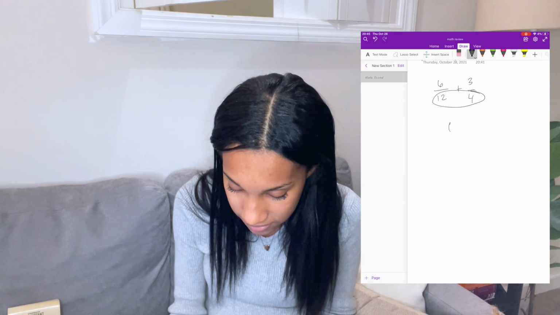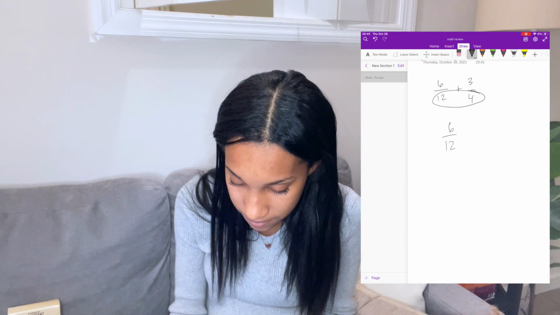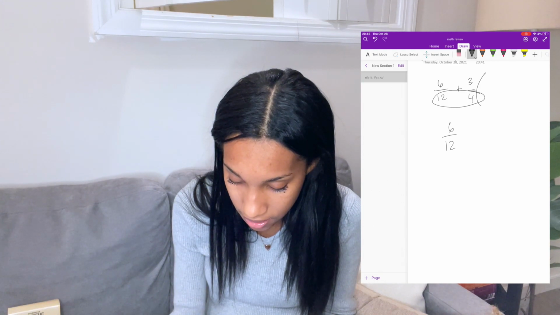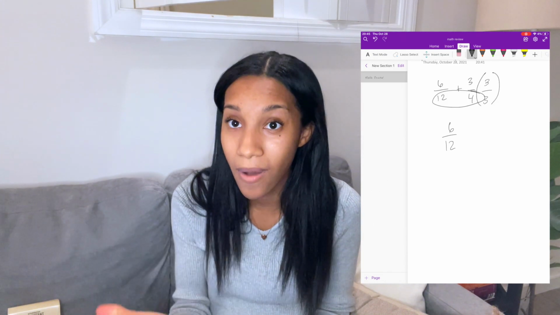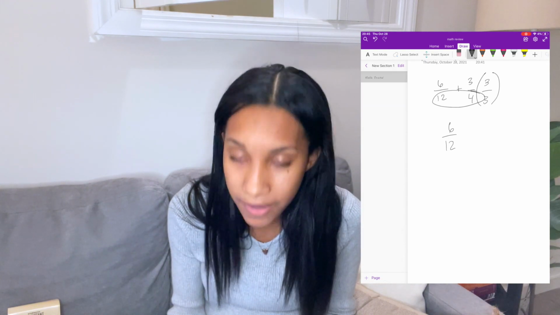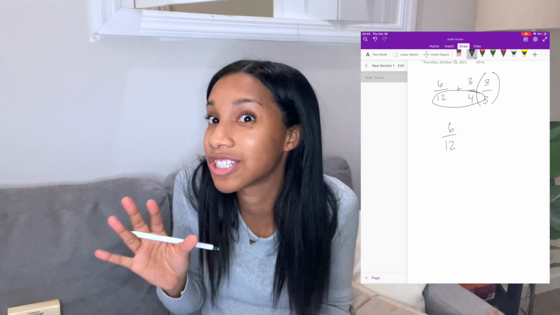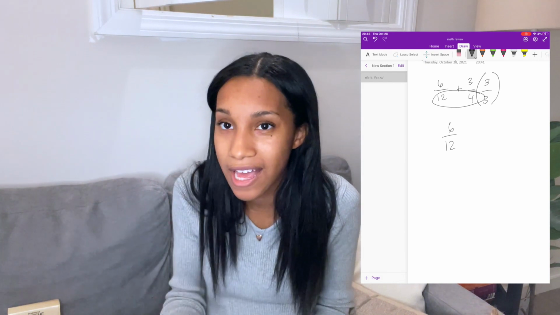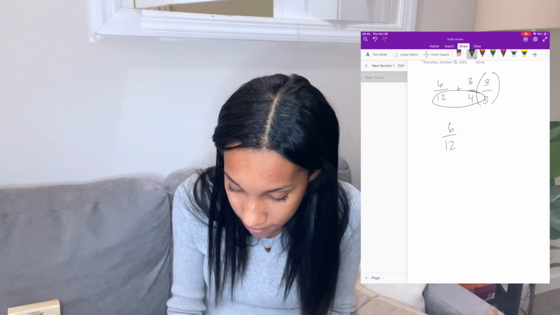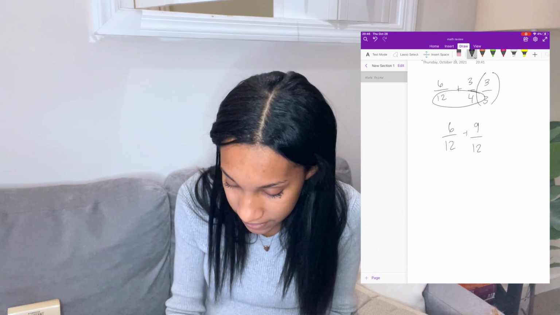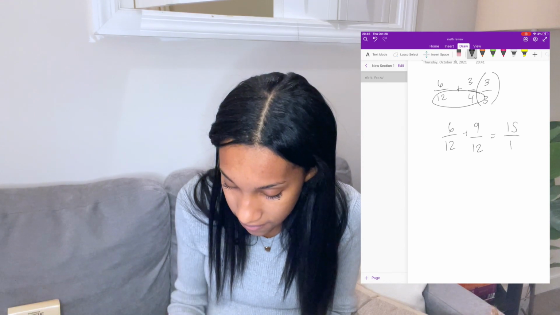So 6 over 12 stays the same. I'm going to make the denominator 12 by multiplying 3 over 3, multiplying it by 1 basically. And when you multiply it by 1, the number itself doesn't change, but it looks like it changes, but it doesn't. The actual value of the number stays the same. So then this is going to be plus 9 over 12. This is going to equal 15 over 12.